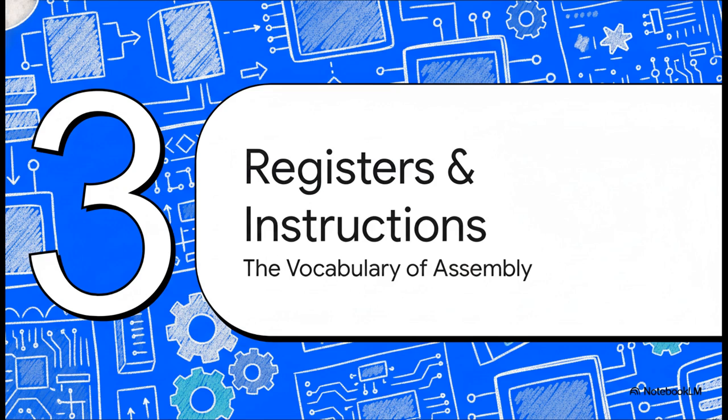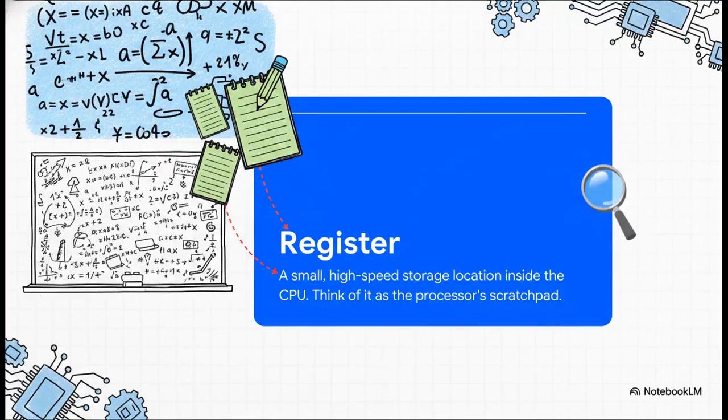All right, before we can start writing our commands, we have to learn the two most fundamental words in the assembly language. These are registers and instructions. So first up, registers. Imagine you're doing a tough math problem. Instead of writing everything down on some huge whiteboard way across the room, you'd use a little notepad right in front of you for your quick calculations, right? Well, that's a register. It's a super fast, temporary little storage spot located right inside the CPU itself. It's the processor's personal scratch pad.